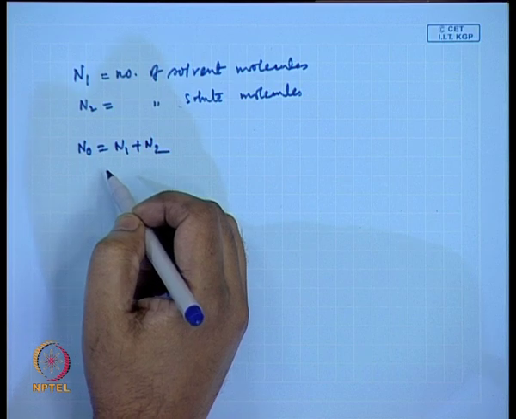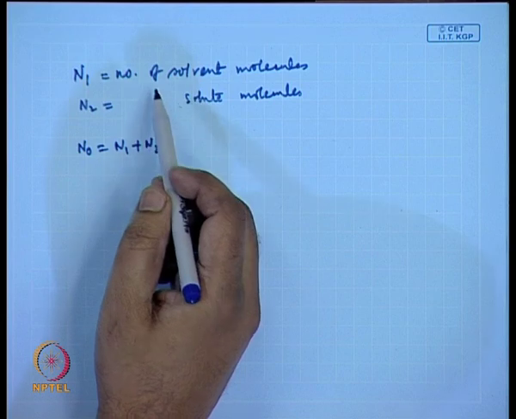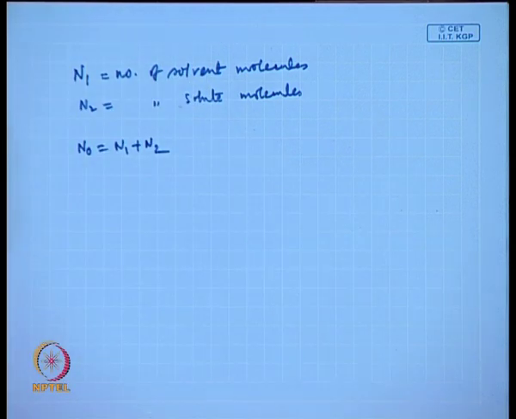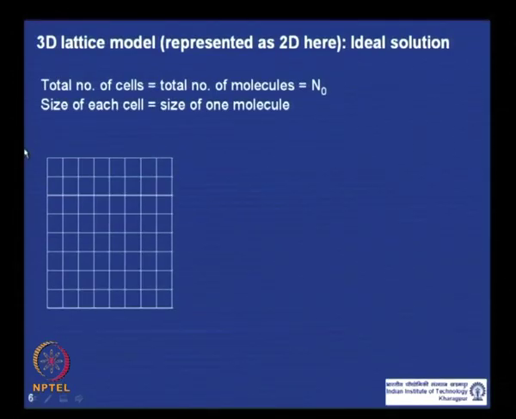Now, we have seen earlier that in an ideal solution, the sizes of the solvent and the solute molecules are similar. So, we can have a 3D lattice which has N0 cells, and the size of each cell is the same as the size of one molecule. In this slide it is shown as a 2D version of the 3D; you can imagine that it is a 3D lattice. So, now we have N0 cells and N0 molecules, and the size of each cell is equal to the size of one molecule.